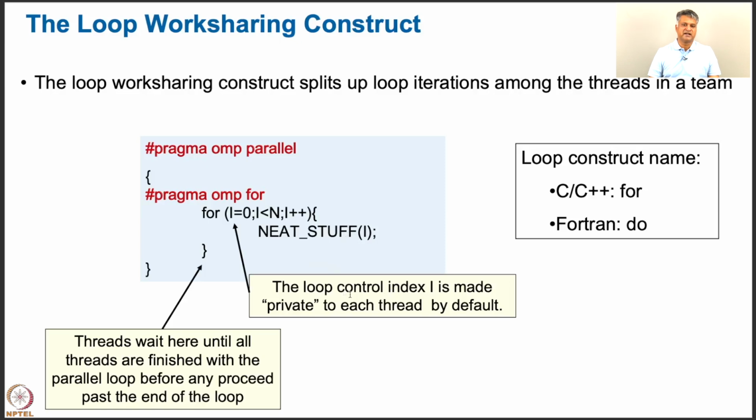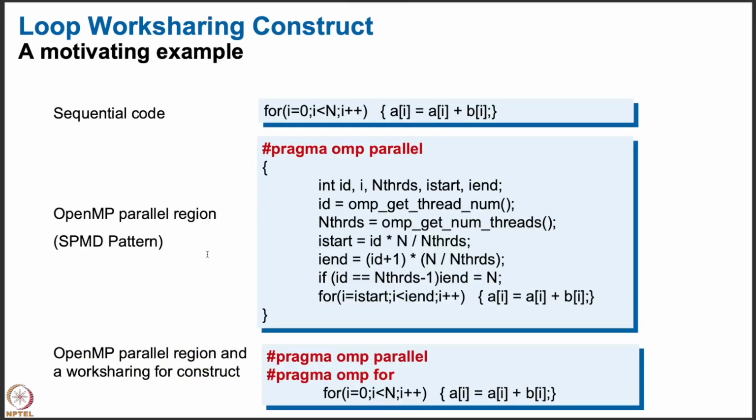What it does is that it makes this loop control index i private for each thread by default, and the work will now be split among all the threads for this loop, and all the threads will then wait at the end of the implicit parallel loop before they proceed ahead. So there's some sort of an implicit barrier at the end of this for loop. So let's look at an example at this point of time.